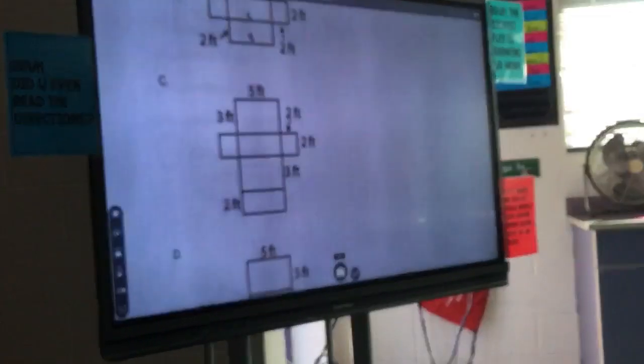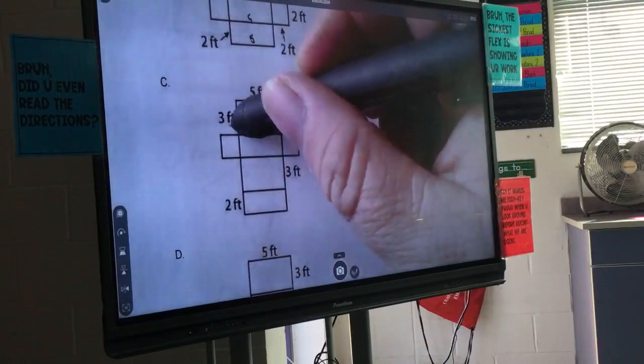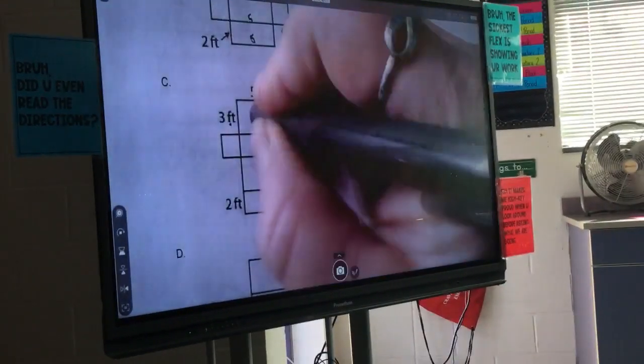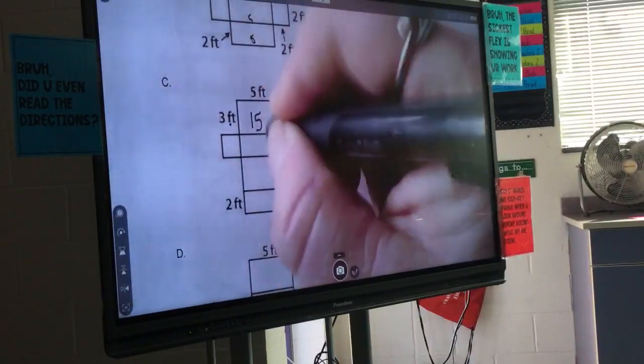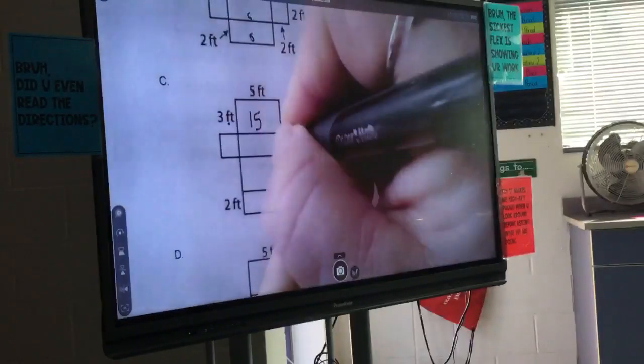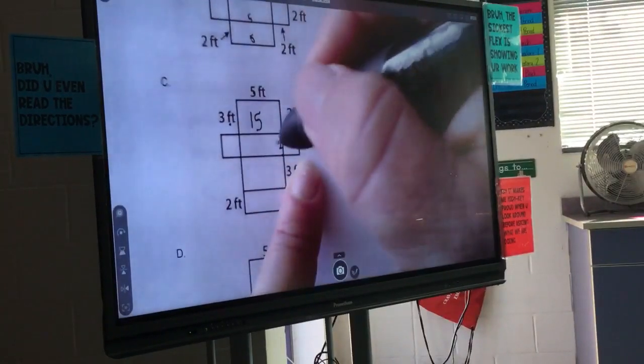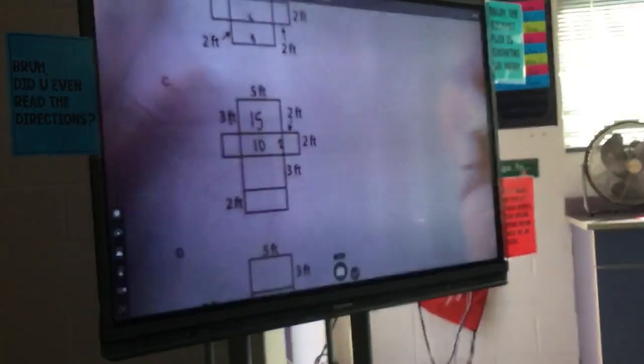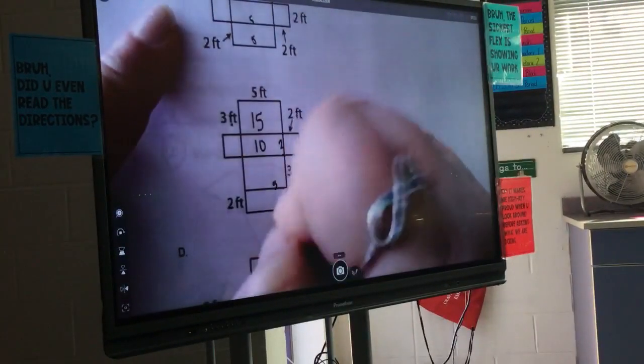All right, so C says here we have 5 and 3. So what's 5 times 3? 15. All right, I know all of these are going to be 5. So now I have 2. So I have 5 times 2. What does that equal? 5 times 2. Bentley? 10.